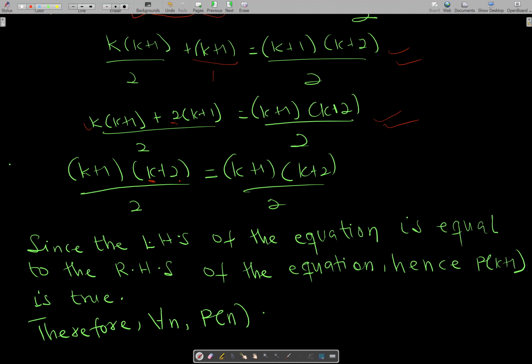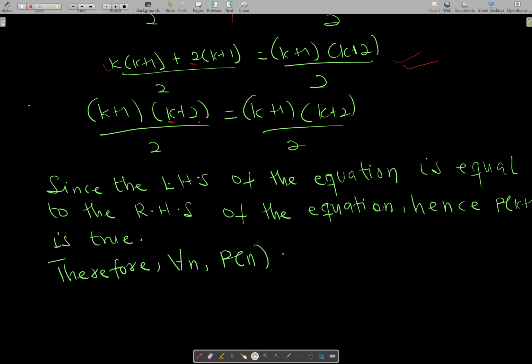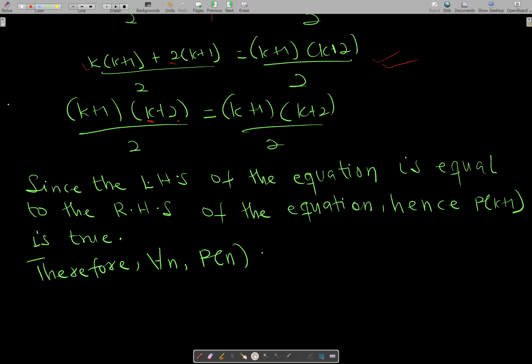So we realize that the left hand side of the equation is equal to the right hand side of the equation. This indicates that our statement is true. That's if P of k is true, then the next step, P of k plus 1, is also true. This is very, very interesting, right? So since the left hand side of the equation is equal to the right hand side, therefore P of k plus 1 is also true.